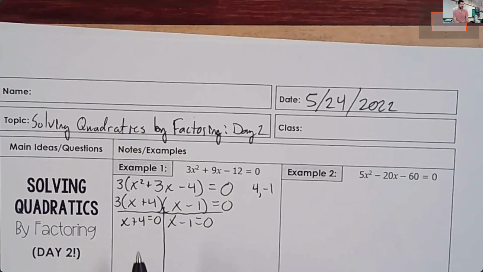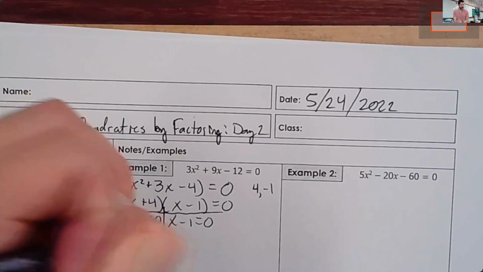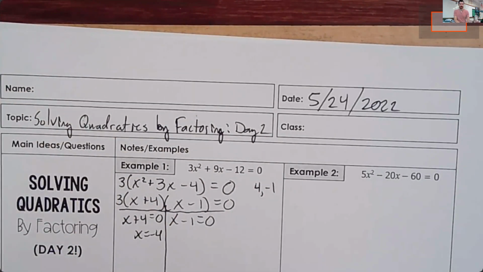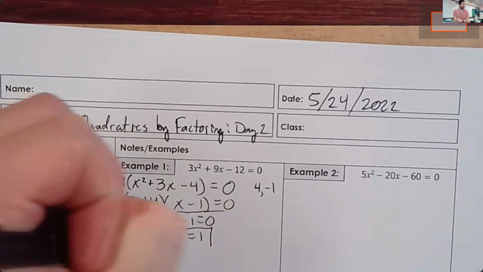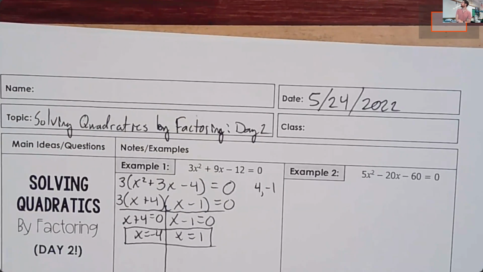And so for the first set of parentheses here, the x plus 4 equals 0, subtract 4 from each side, x equals -4. The second one, add 1 to both sides, x equals 1. Those are the answers for problem number 1, or example 1.